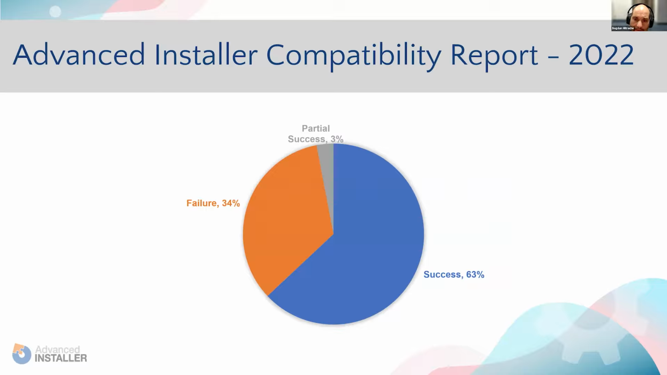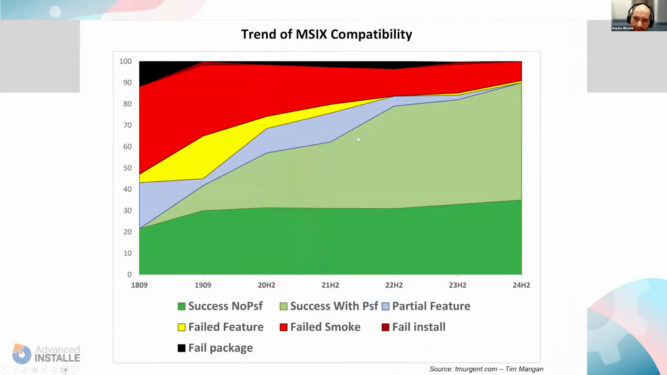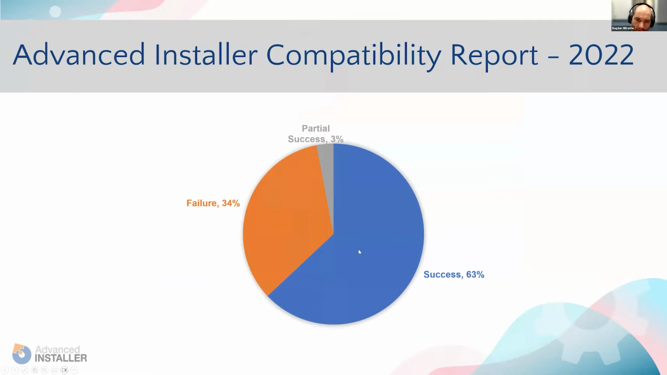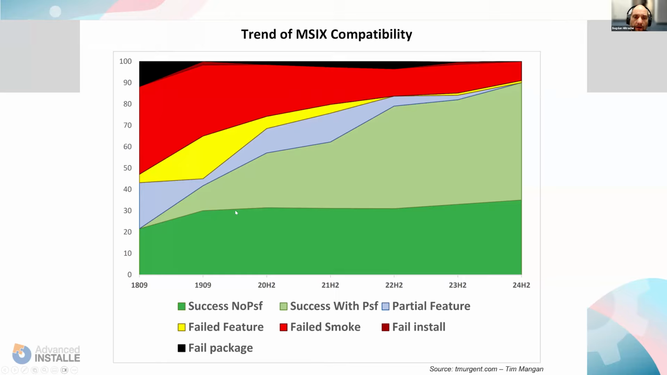The second difference is that we tested these packages only with Advanced Installer and the fixups that were in Advanced Installer at that moment in 2022, while Tim tested the packages with the fixups that Microsoft provided and additional fixups that he built using the Microsoft packaging tool. Around 2022, he was in the same range, between 60 to 70% success rate, when you combine packages that work without PSF and packages that work with PSF. Similar to our rate, but of course, depending on the type of packages that you test.